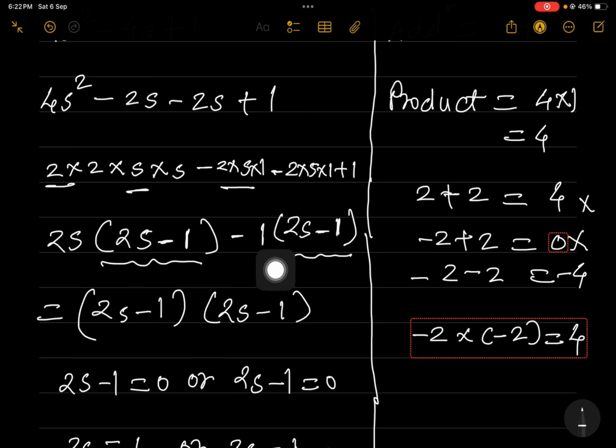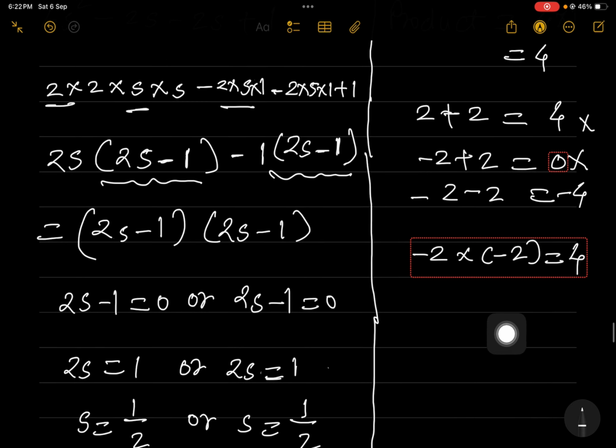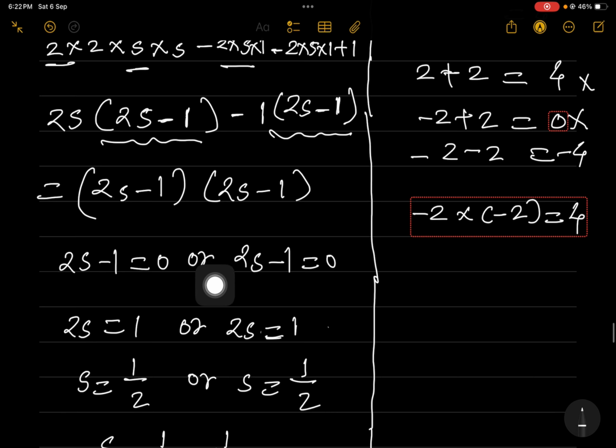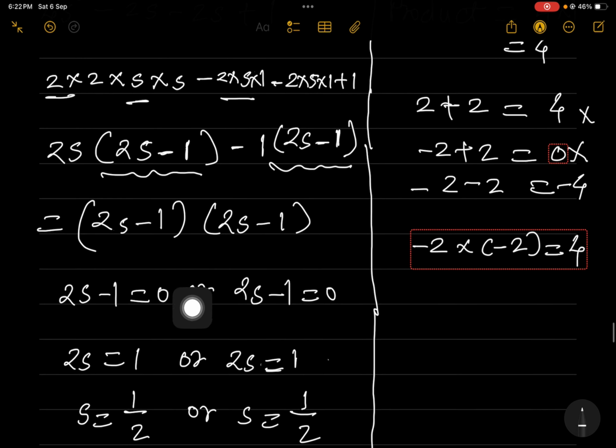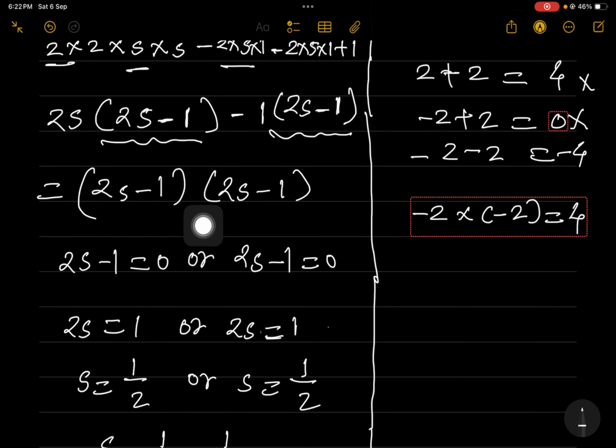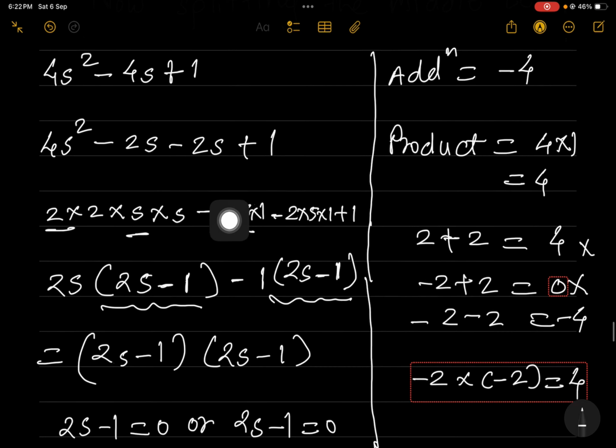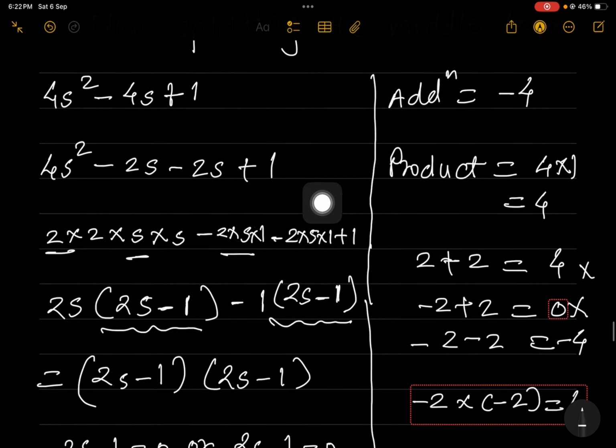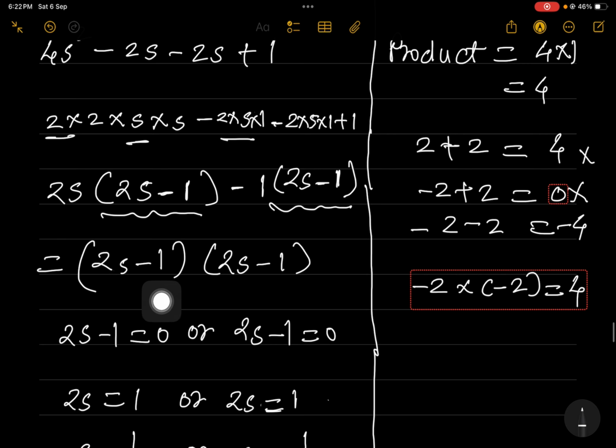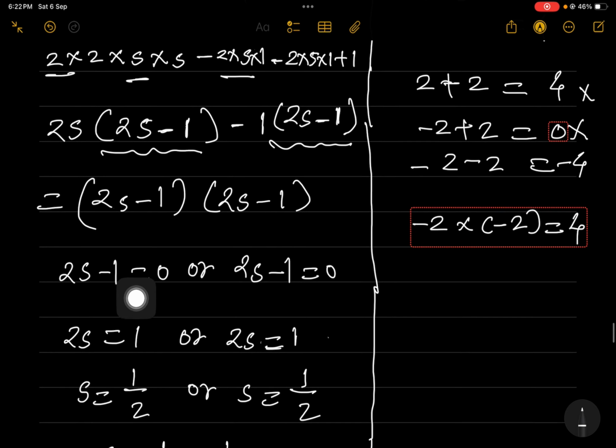Then this common factor, 2 is common. Since it is common, we write 1 2s minus 1, and the remaining 2s minus 1 we write. So we got the two factors of that polynomial, and now we can find the zeros. The zeros we will get by setting p of x equal to 0. Instead of the polynomial, we got these two factors, so they are equal to 0.